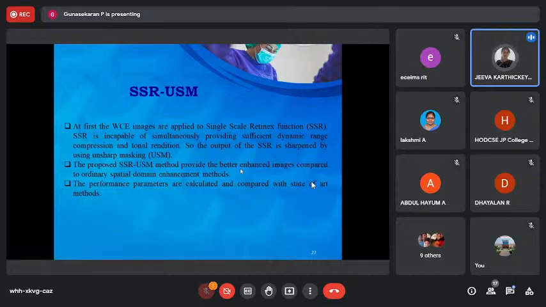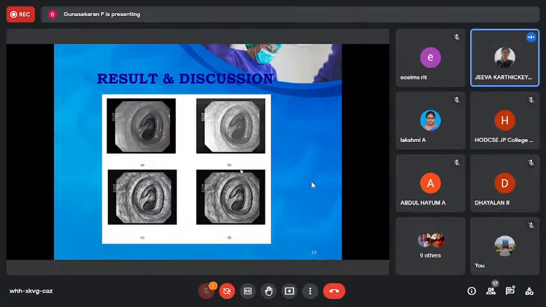the existing methods, histogram equalization and adaptive histogram equalization. The performance parameters are also calculated and compared with the previous existing methods. So this is the result of the technique. Here 4 images are depicted. Figure A depicts the original image, which is taken from the Cavasier data set. That RGB image is converted to gray level. The first figure A depicts the original image, and figure B depicts the histogram equalization.